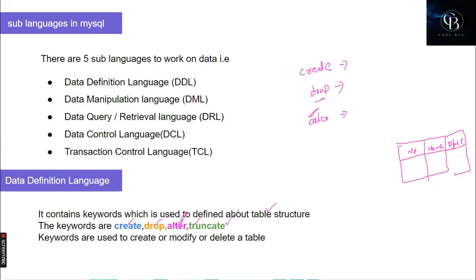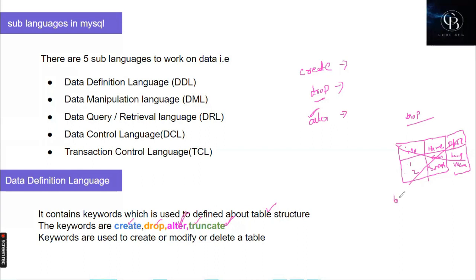Next, truncate. Truncate and drop both look the same, but the inner working is different. Suppose as of now data is present here: one Ramesh and Bangalore, two Suresh and Veena. Now I have data. If I use the drop command and drop this table, I will not get this data. The entire table will be deleted: table structure, data, the entire thing will be deleted.